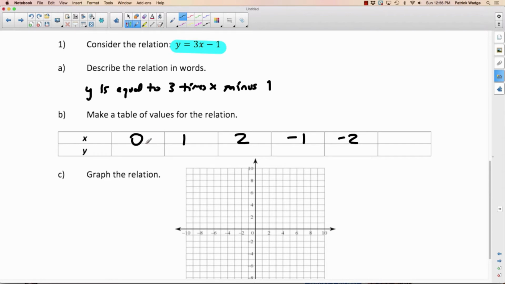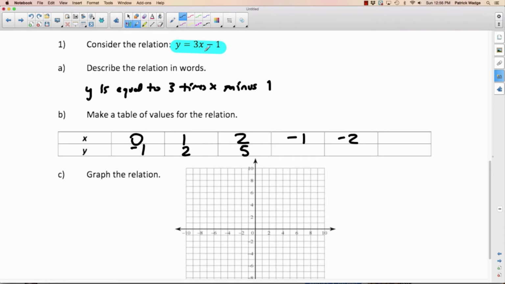So you have a choice now. You can either just look at the words and think to yourself, okay, 3 times 0, and then I'm going to take away 1, or you can literally look at the equation, which might even be easier. It's the same thing either way, right? So if I put 0 in there, I have 3 times 0, which is 0, take away 1 is -1. If I put 1 in there, 3 times 1 is 3, take away 1 is 2. If I put 2 in there, 3 times 2 is 6, take away 1 is 5.